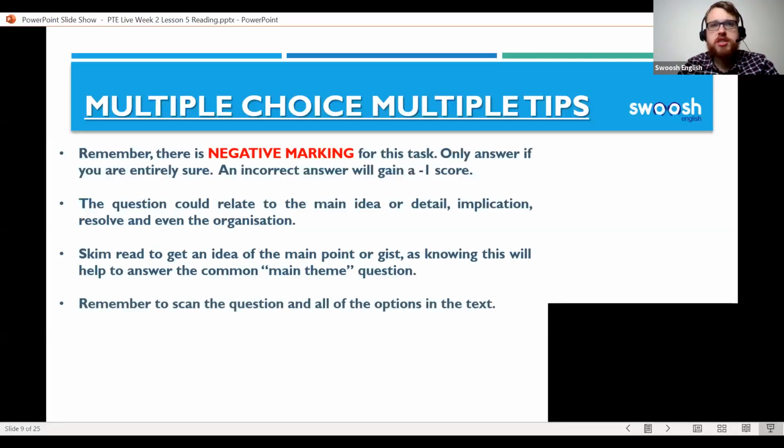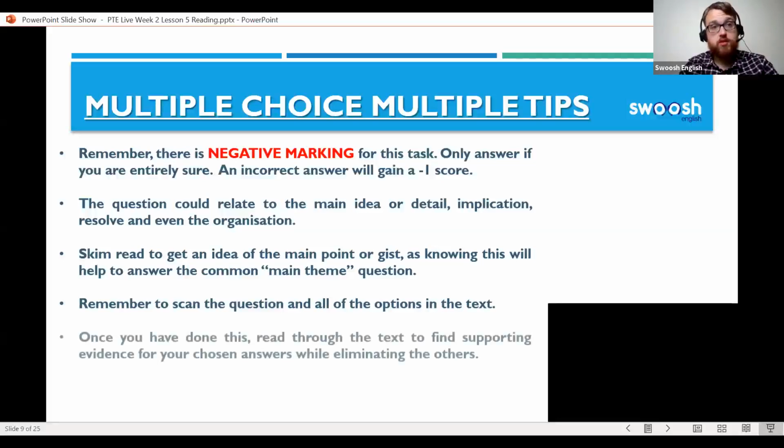Remember to scan the question and all the options in the text, highlight them, note them, do what you think is necessary for you, because you want to be able to quickly and efficiently cross-reference with the text when you're answering the question. Once you have done this, read through the text to find supporting evidence for your chosen answers while eliminating the others. Remember, for information that needs to be true or false, supported or not supported, you need to find evidence which directly correlates to that. Obviously, you can use supposition, but that supposition may be incorrect.